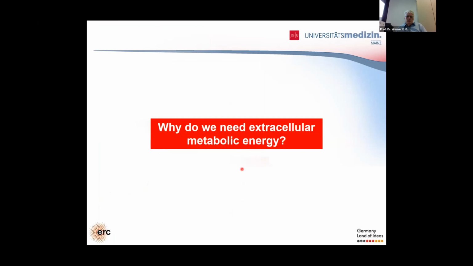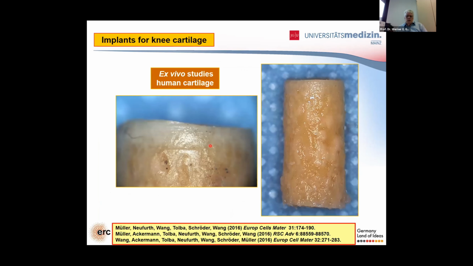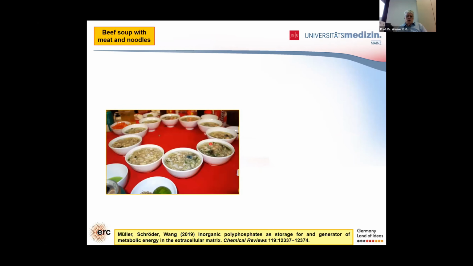But the question now is why we need extracellular metabolic energy at all. And then I always come to the cartilage, which is filled with cells only to approximately 5% of its volume, and in these cells we have ATP which is formed, but extracellularly in the cartilage we have only polyphosphate as a donor, and not ATP, for metabolic energy. And this I want to show here.